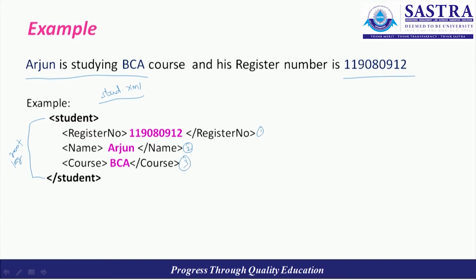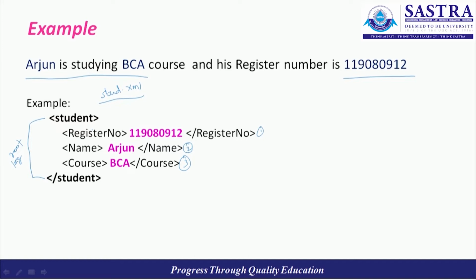How have I converted the given information into an XML document? You can see here, student is taken because Arjun is studying is mentioned, so I have given student. We have to understand the context of the given information. For that information, we have to create a proper XML document. The XML document should follow the rules and it should be very close to the problem space.